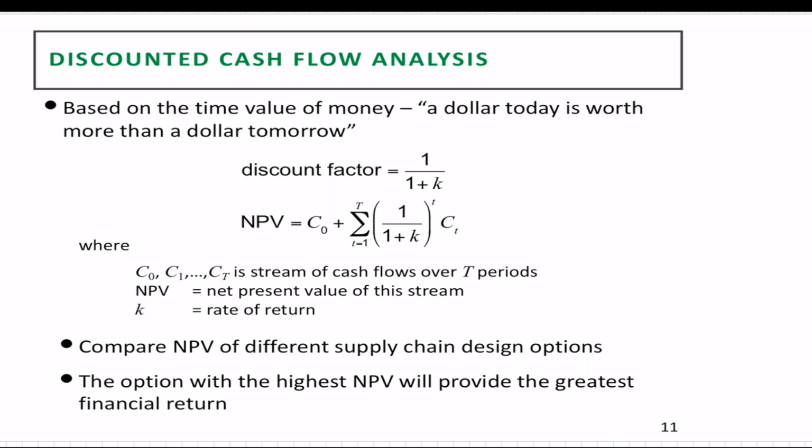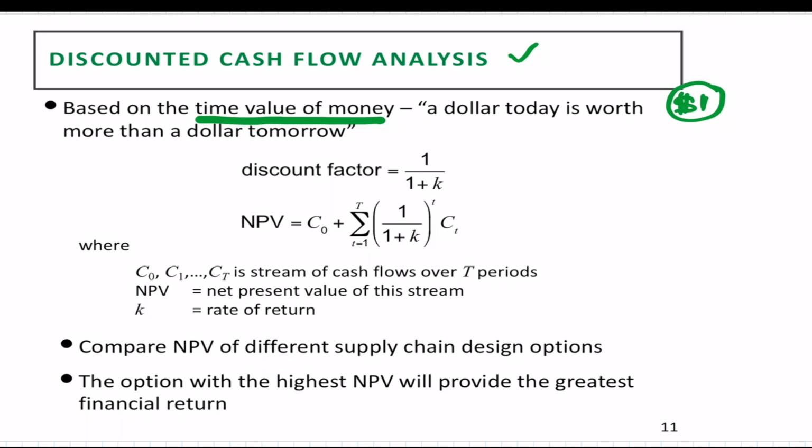At the time of designing global supply chains, various models can be used to evaluate a particular strategy, and discounted cash flow analysis is one such approach. So this is based on time value of money, which means $1 today is worth more than $1 tomorrow. Because if I have $1 today, I could invest it, and it can grow to a higher value in future.